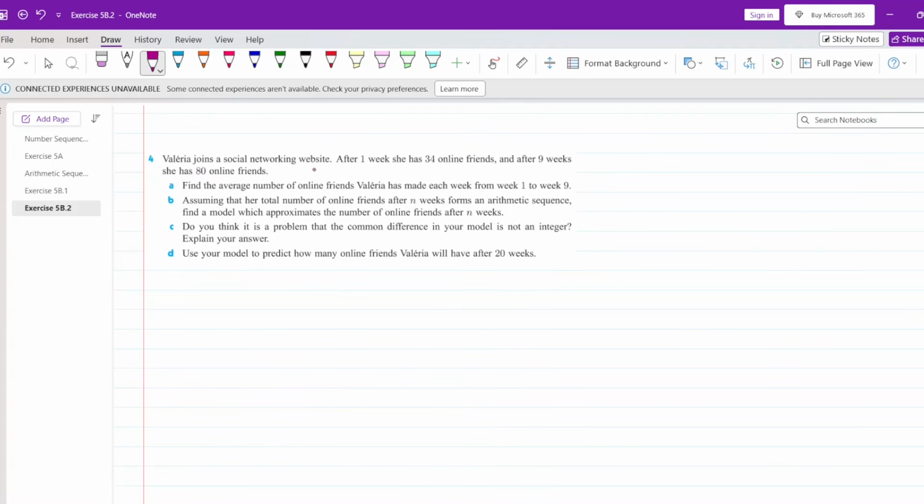Valeria joins a social networking website. After 1 week, she has 34 online friends, and after 9 weeks, she has 80 online friends. Find the average number of online friends Valeria has made each week from week 1 to week 9. So after 1 week, she has 34, and after 9 weeks, she has 80. So the average is going to be 80 minus 34 divided by 9 minus 1. That is going to be 46 divided by 8, or 23 divided by 4.